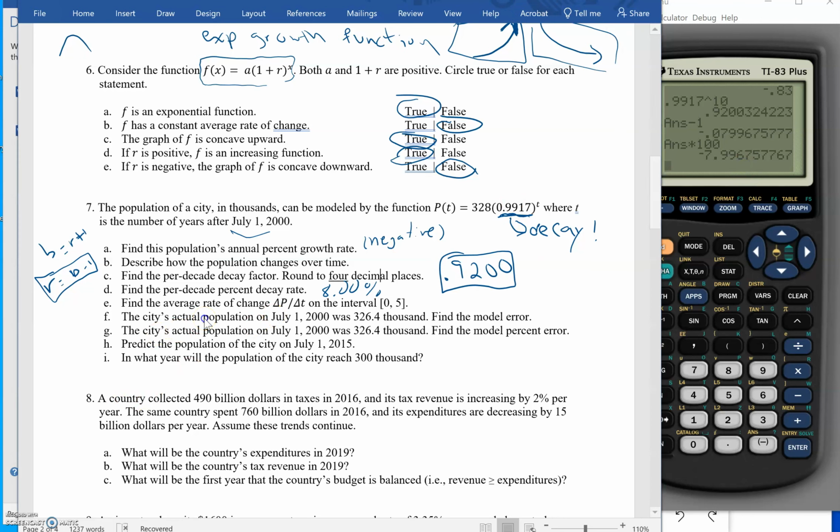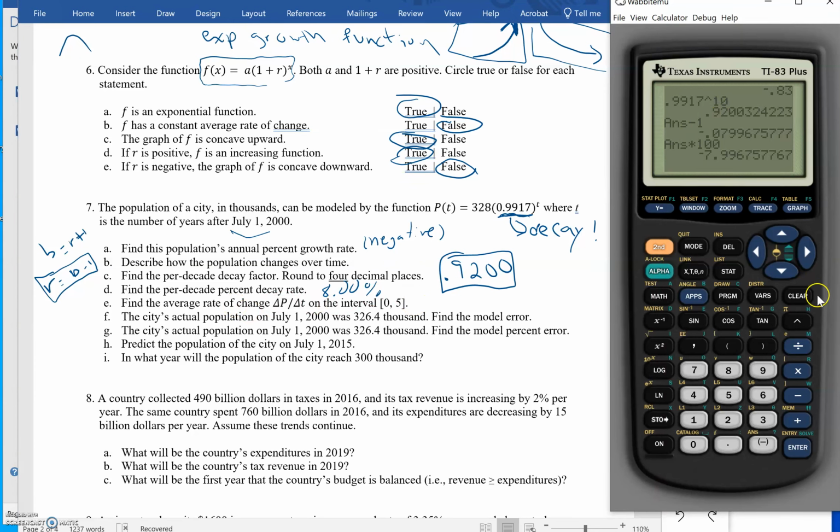Okay. What about the average rate of change in the interval 0 to 5? Well, to do that, we have to do some computations. There's a couple of ways you can do this. You can program this in using delta list, or you can just compute it. Since it's only one function, it might be just as easy just to compute the average rate of change directly, rather than doing delta list. So I think that's what I'll do.